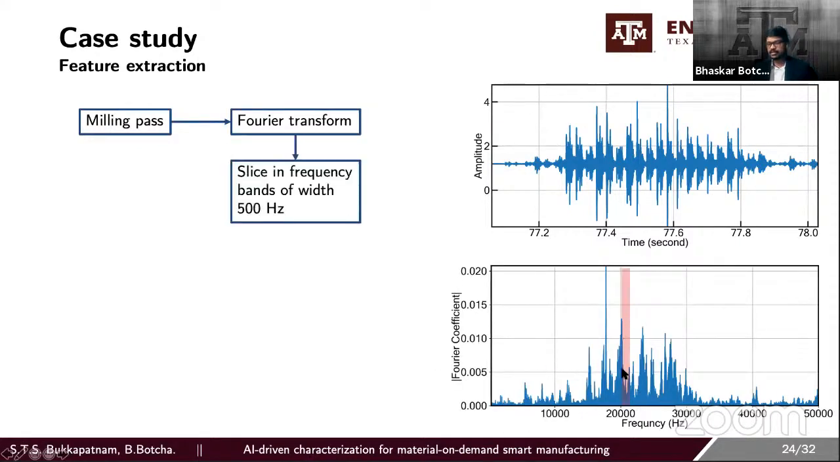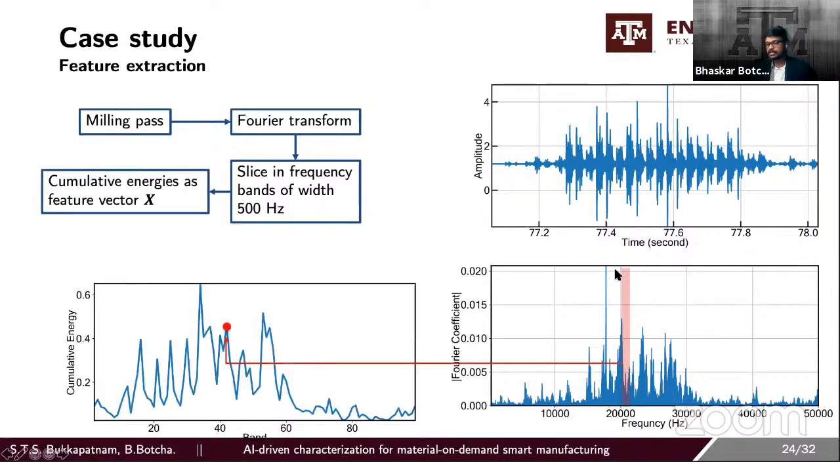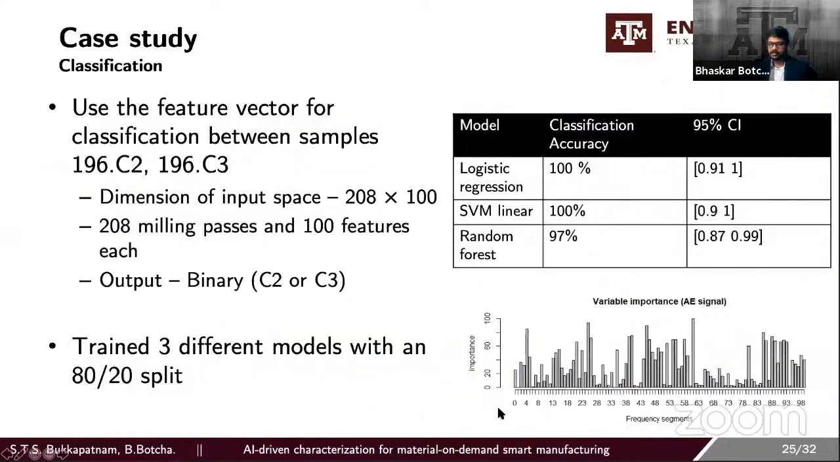Here we slice this entire FFT into frequency bands of width of around 500 hertz. So we slice the entire FFT spectrum, and we add up all the energies in these particular bands. Whatever the cumulative energy in a band is corresponds to a step here. So this is the cumulative energy over my around 100 bands of frequencies, and this is my feature vector. I use this data as my input vector X, and I want to classify which sample it came from.